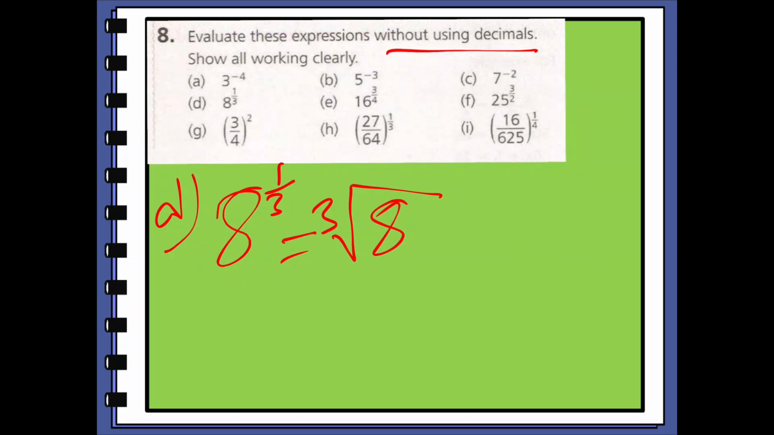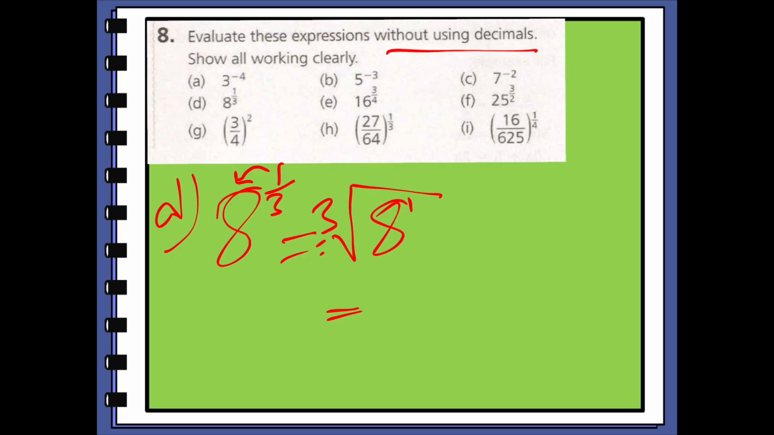This is what it means. The 1 which is on top comes to the base, so this becomes 8 to the power 1, with the 3 outside the root. This is how you transform fraction powers into the square root, in this case the cube root, because there's a 3 there. So now you ask yourself, which number can we multiply 3 times to get 8? That's what cube root means.